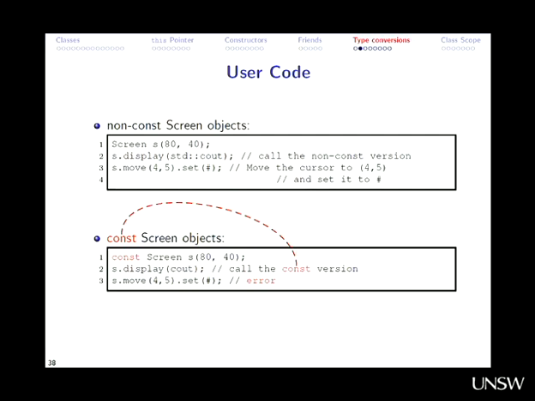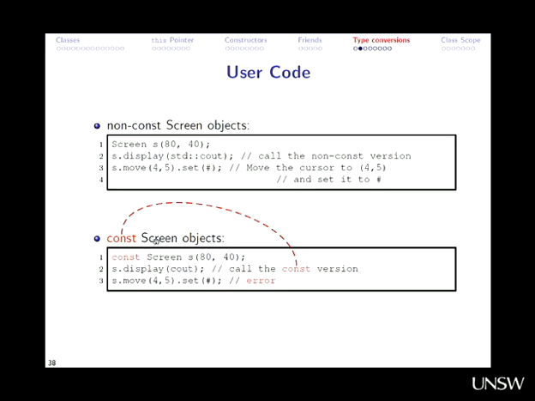So let's look at how these things work. For a non-const screen object, it creates this object and calls the non-const version of display, which might print this thing out to the console. And the non-const version might say move to this position and set this particular thing, and that works because these things are all non-const. So we saw this in the first hour.